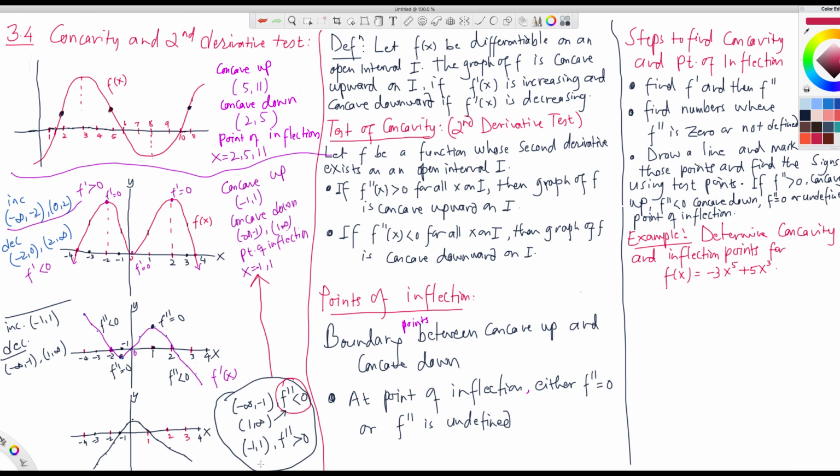Also, look at this one. At -1 through +1, the second derivative is positive. At -1 through +1, it is concave up. If the function is concave up in an interval, then the second derivative is positive. So second derivative positive means the graph is concave up. Second derivative negative means the graph is concave down.